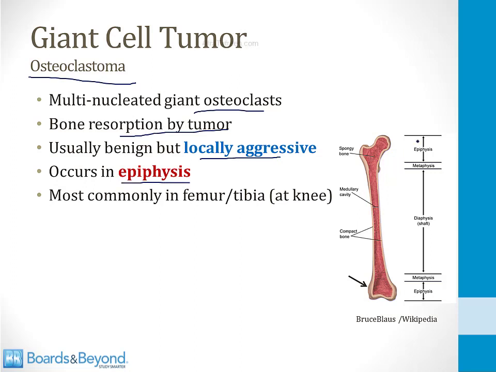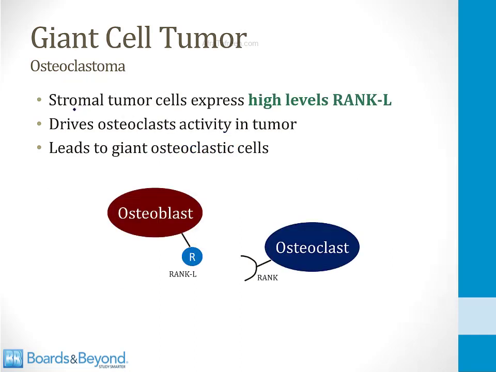This is the only important tumor you need to know that occurs in the epiphysis, which is the end portion of long bones. And just like most primary bone tumors, these usually occur in the femur or the tibia right around the knee. What drives these tumors to grow is that stromal tumor cells express high levels of the RANK ligand. In the video on bone biology, I talk about how osteoblasts can express the RANK ligand, which can bind to the RANK receptor on osteoclasts to drive their growth.